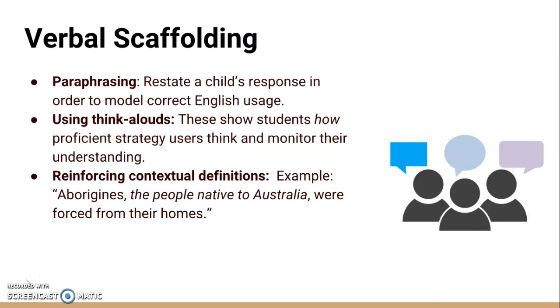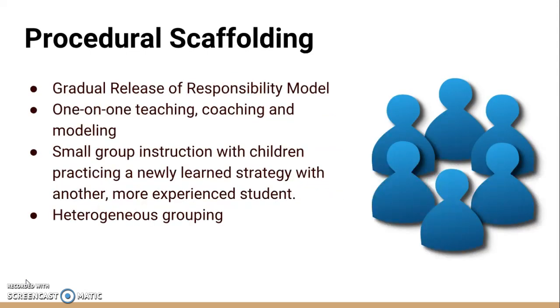Within scaffolding, there are 2 types that we'll discuss today. Your verbal scaffolding, which are things that you say and do. For example, using contextual definitions as you speak, thinking aloud, paraphrasing. And there are also procedural scaffolds. This is that gradual release of control.